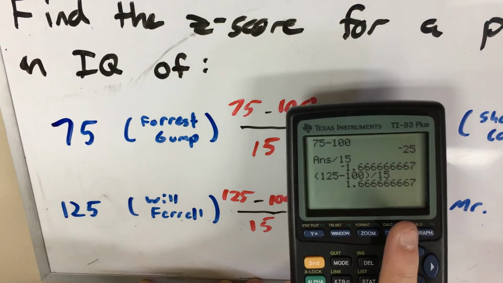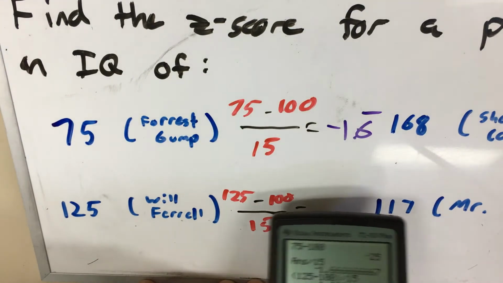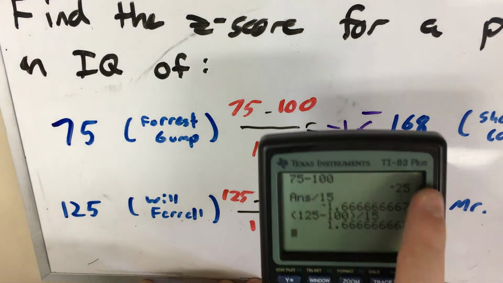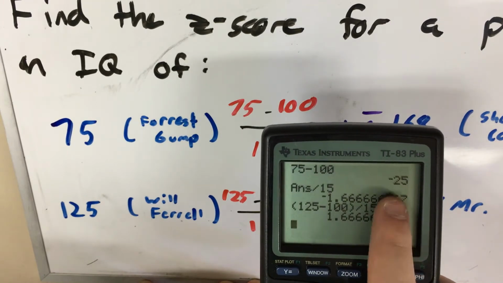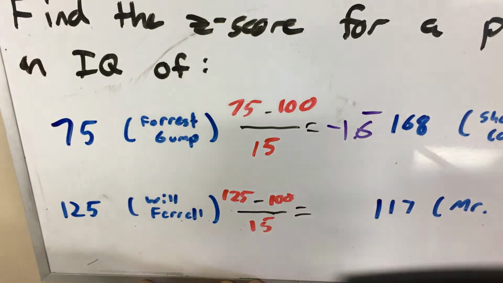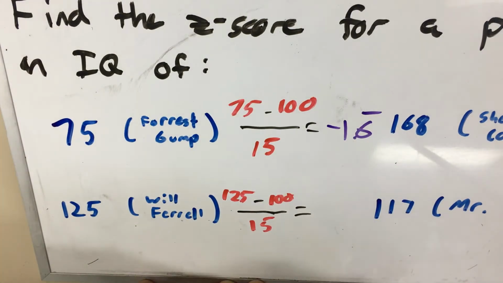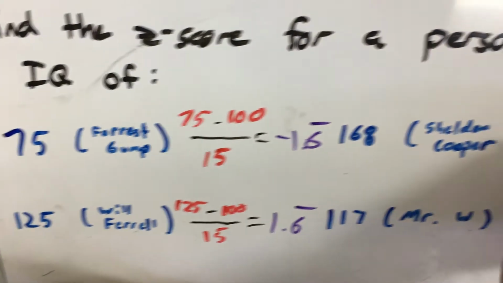This actually gives me positive 1.6 repeating, which I think we can see, because 125 minus 100 is just positive 25. So it would make sense that a negative score and a positive score would give us the same absolute value for a z-score. So I'll go ahead and put that down as positive 1.6 repeating.